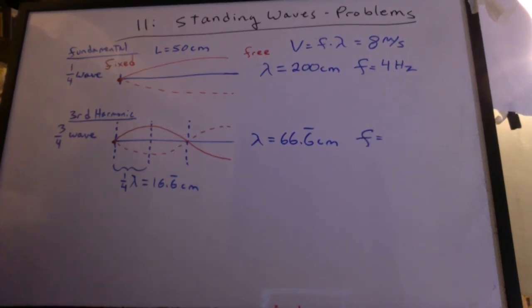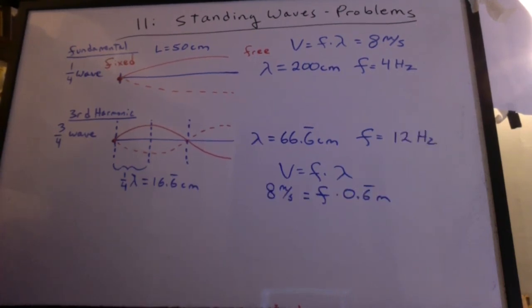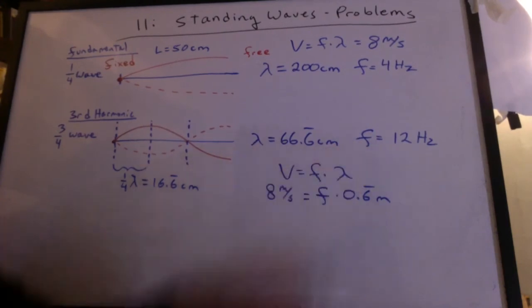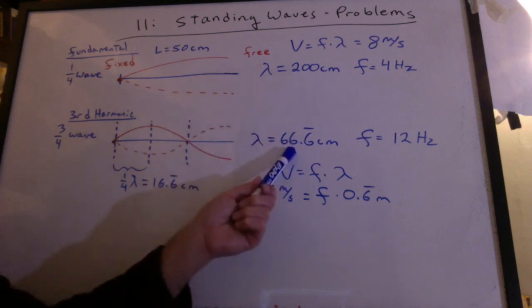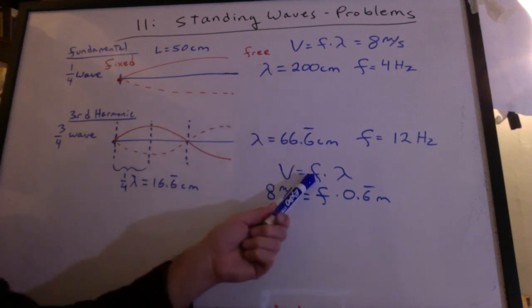How about the frequency? The velocity is staying the same. We can calculate the frequency. We get 12 hertz. Now you might look at it this way. The wavelength is cut to 1/3. So the frequency must triple.